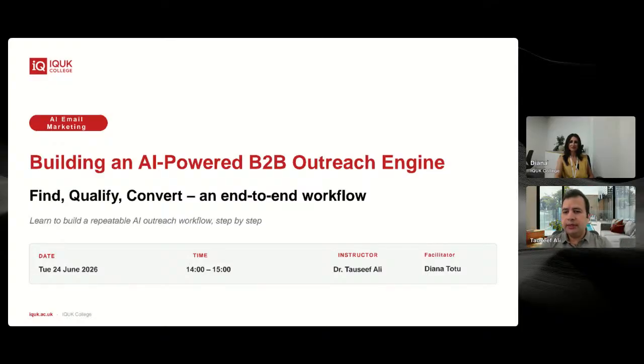So let's start with the slides. As the title says, we want to build a B2B outreach engine, and that means building a B2B automated or at least semi-automated approach for email marketing. A lot of things that we do with email, sending, finding leads, we want to automate it through AI.